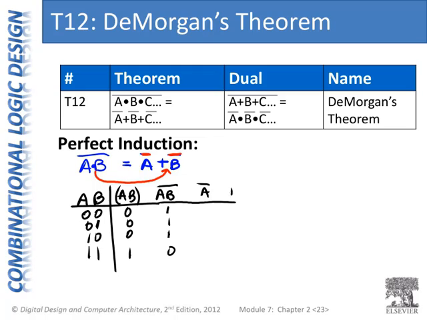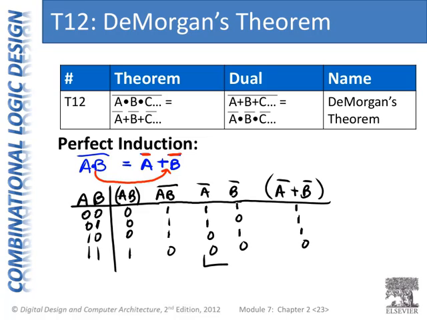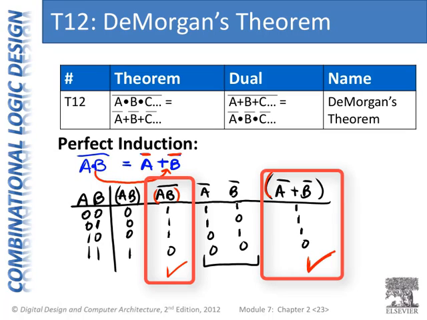Well, we can put A bar and B bar here for those terms. So A bar is 1, 1, 0, 0. B bar is 1, 0, 1, 0. A bar or B bar, that expression, is 1, 1, 1, 0. I'm orienting these two columns together. And in fact, we can see that for every possible combination of A and B, the quantity A and B, bar is the same as A bar or B bar.